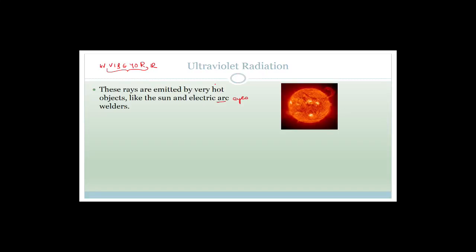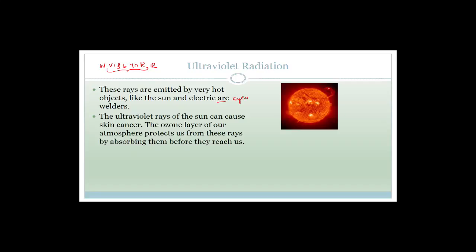So there's the sun. This is an image of the sun from outer space, and you can see those bright spots are higher energies. And this here is called a solar flare. It's basically huge amounts of energy given off by the sun.